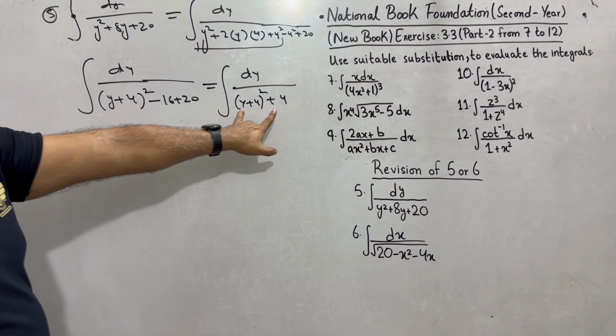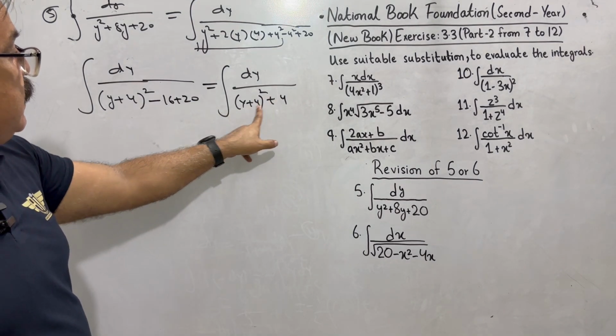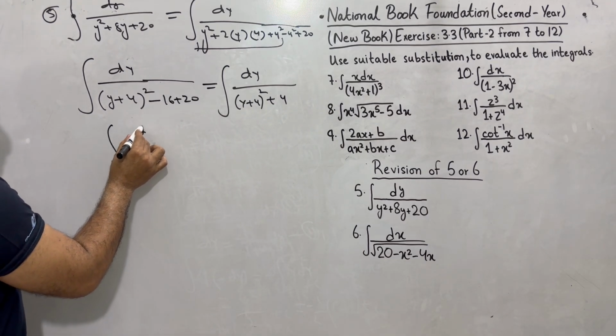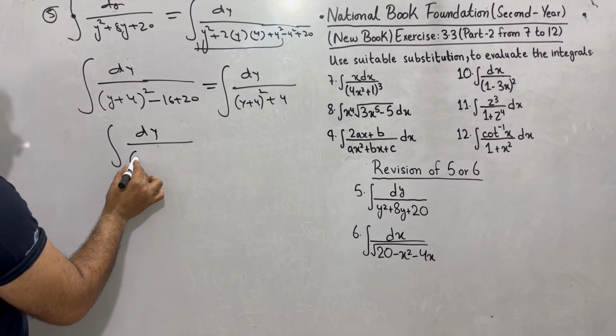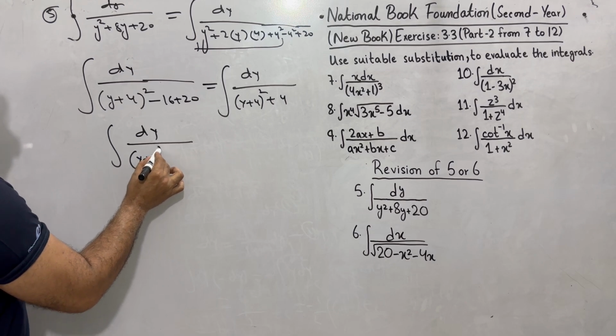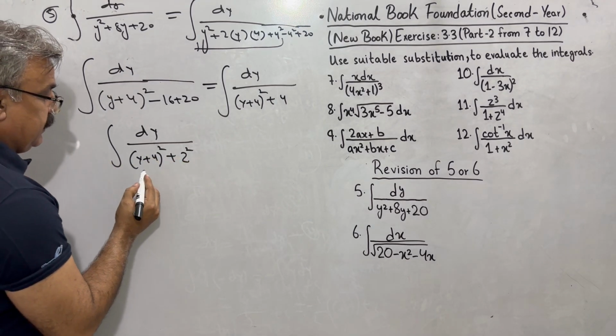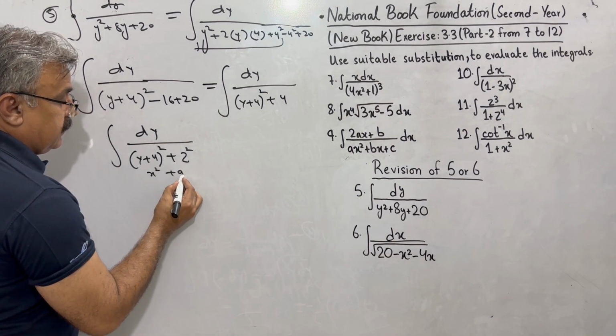This is the situation of x square plus a square. Suppose we take y plus 4. Instead of 4, I can write 2 square. Now this is our situation. This is our x, this is our x square, and this is our a square.